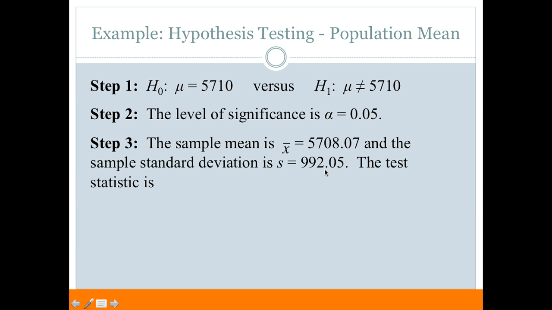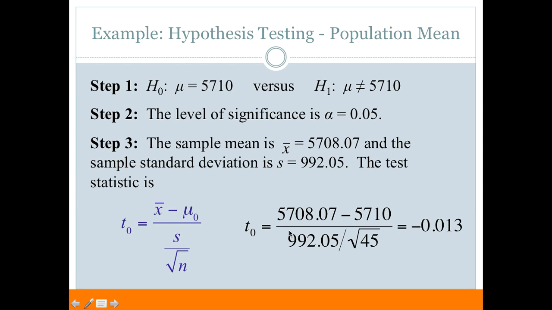So in order to compute our test statistic, we use this formula here. So we have our x bar, which is our sample mean, minus our mu naught, which is from our null hypothesis, and that's divided by s over the square root of n. In this case, we had 45 males in our sample. And make sure if you're doing this in your calculator all at once, you have parentheses around the numerator, parentheses around the denominator, and you should get a value of negative 0.013.